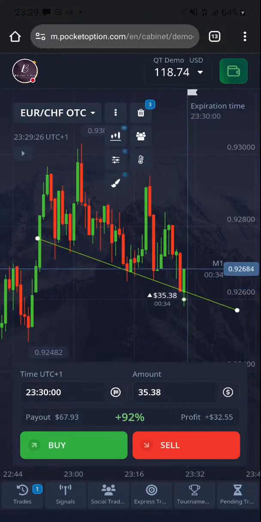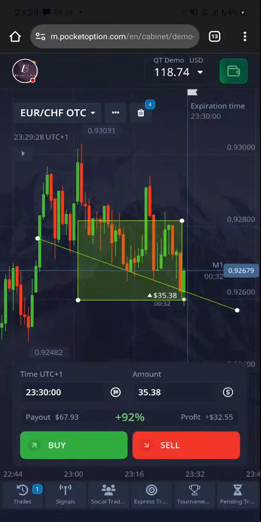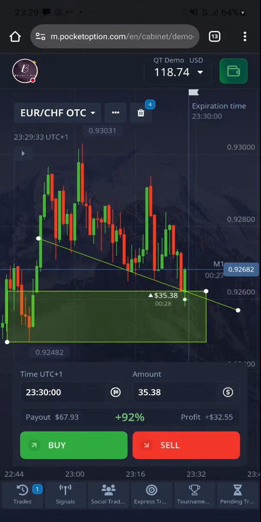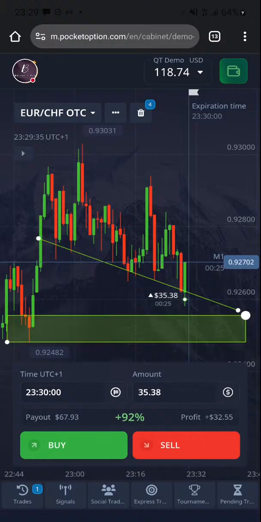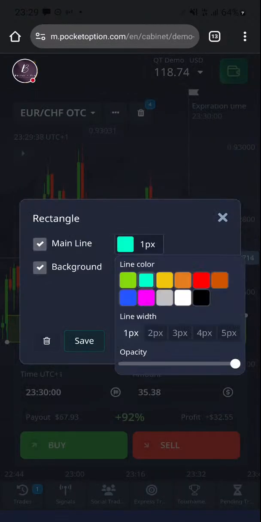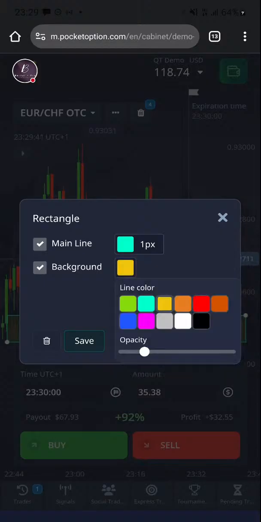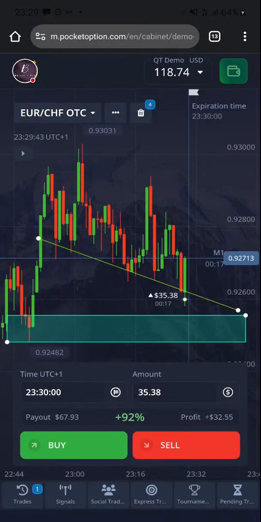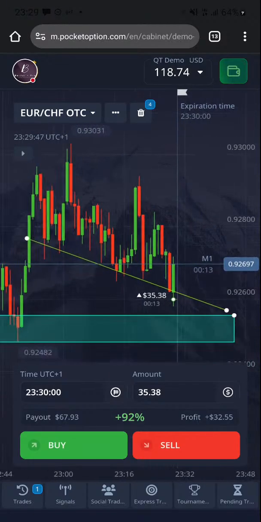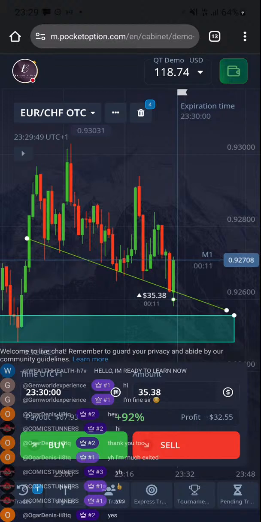We have a demand area down here. If you don't know what a demand area is, it's an area where you have a lot of buyers. Let me show you. Price has not touched the demand area yet, but because of this common point of rejection.